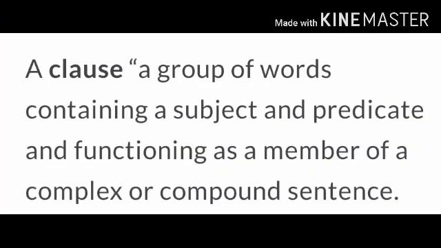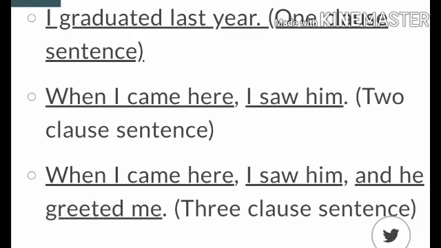Here you can see another definition of clause, that is a group of words containing a subject, a predicate, and functioning as a member of a complex or compound sentence. My dear student, what is this compound sentence? Before telling about compound sentence, just remind back. Think about a compound word. What is a compound word? Compound word means two words which form a single meaning, like breakfast, break and fast, sunlight, sun and light. Similarly, we also have a compound sentence. That means it will have two sentences and there will be two clauses.